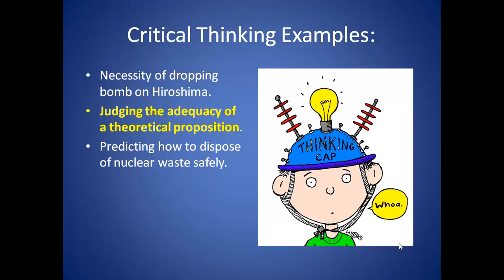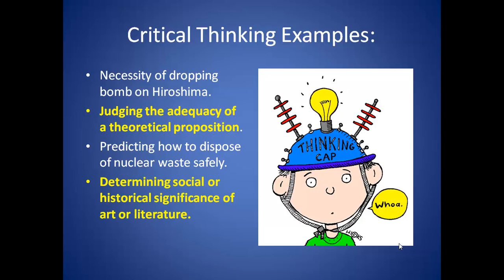Predicting how to dispose of nuclear waste safely. It's something we have to do, but there are several different methods to dispose of nuclear waste, and there are strengths and weaknesses to each of those methods, so there's not a set right answer. And determining the social historical significance of art or literature. Again, there's not one single answer to this. There are several possible solutions that can come from this question. How do we assess this?